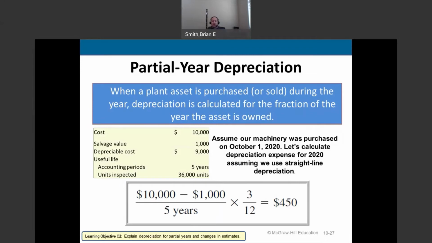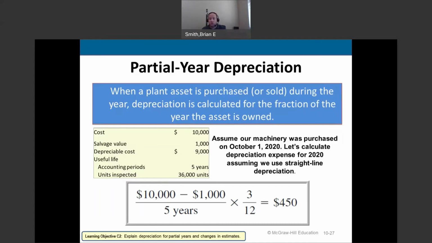We still calculate whatever depreciation expense we were going to calculate for the year, whether it's straight line, accelerated, or units of production. Doesn't matter. You still calculate that same balance. Then you just multiply by the number of months of that year and divide it by the total of 12 months in the year. So in this case, we have October, November, December, 3 months, 3 divided by 12. Multiply that result by the depreciation expense we calculated for a full year, and we get $450. Just that simple. Just take the fraction of the months over the total number of months in a year, which is always going to be 12. And that's what you'll do.